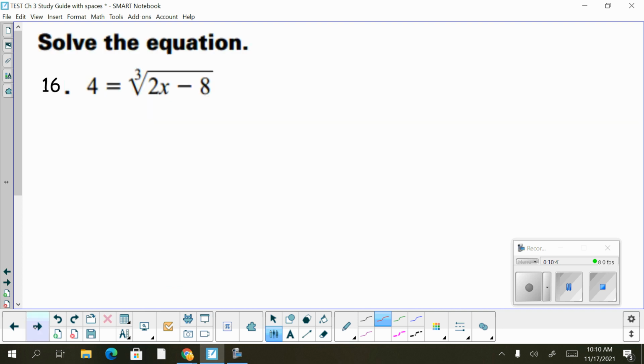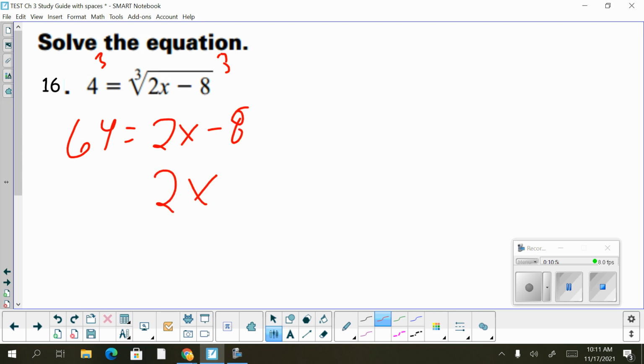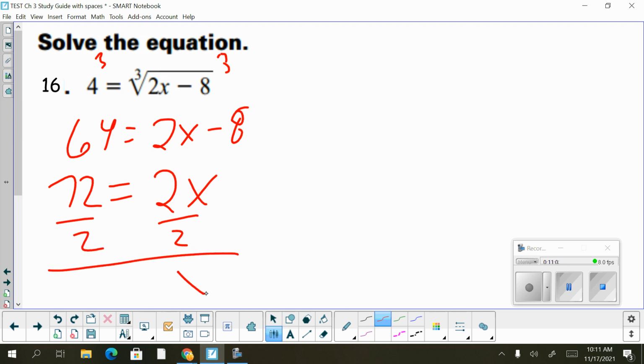16, we just did this in section 3-6, which was today for me. We're cubing both sides. 4 cubed is 64. And then we'll add the 8 to the other side, which is 72. And then we'll divide by 2, and that's 36. That answer would definitely work if you checked it, because you can cube root anything, positives or negatives.